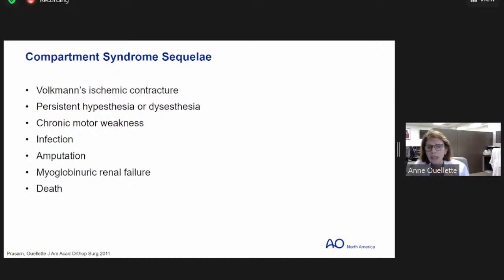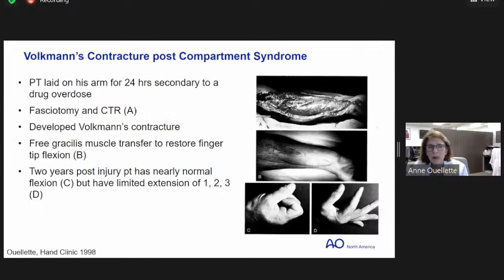Compartment syndrome sequelae: Volkmann's ischemic contracture. We always think of that as a complete dead endpoint, but actually there are many grades of it. And so, again, don't put your blinders on and think, well, it's all dead and there's nothing else to do. Particularly if there's persistent hypesthesias or dysesthesias, motor weakness, but you still have motor involved, infection, amputation, myoglobinuric renal failure. You can get that as the muscle's dying, but of course that tends to be more acute in the phenomenon.